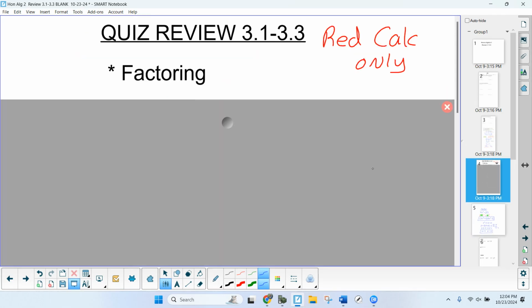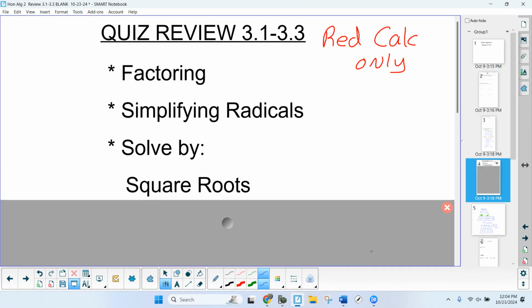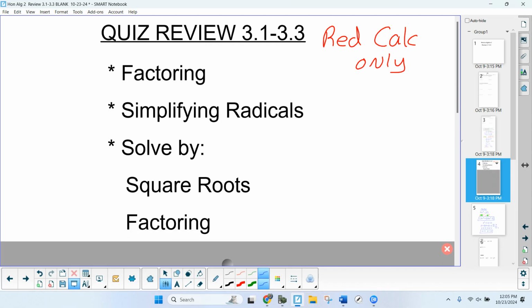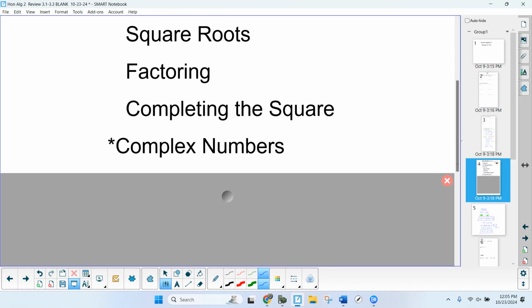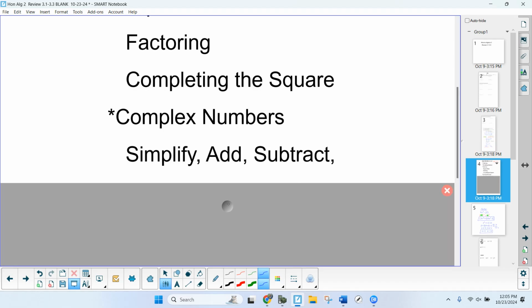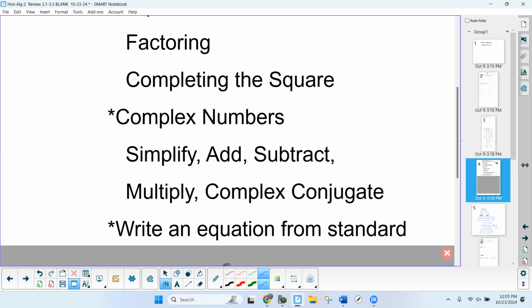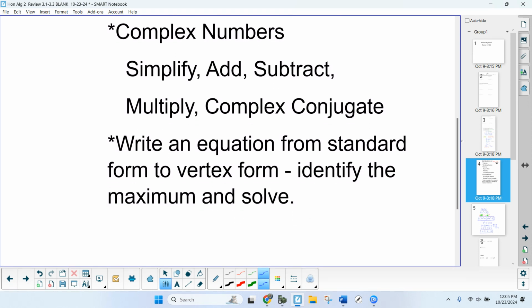Okay? All right, so factoring, simplifying radicals. Take the square root of 12, break it up into square root of 4, square root of 3. It's 2 square root of 3. Okay? Solve by using square roots, by factoring, by completing the square. Complex numbers: can you add them, multiply by the complex conjugate? What is the conjugate? If I have 2 plus 3i, it would be 2 minus 3i, okay? Add, simplify, add, subtract, multiply by the complex conjugate, and write an equation in standard form to vertex form. Identify the max and solve.